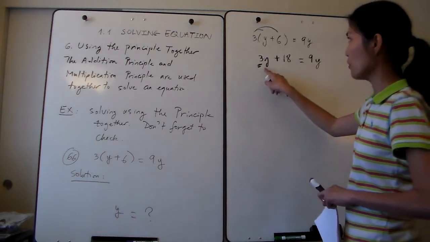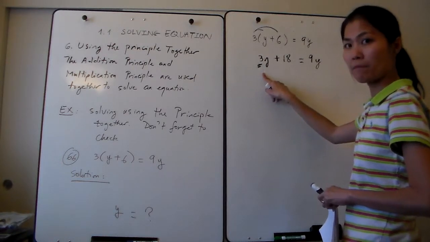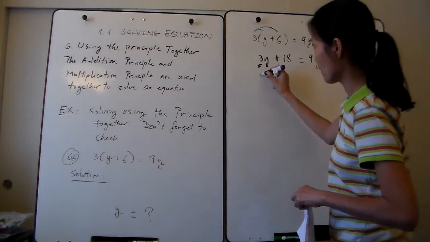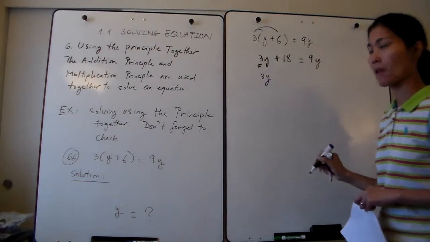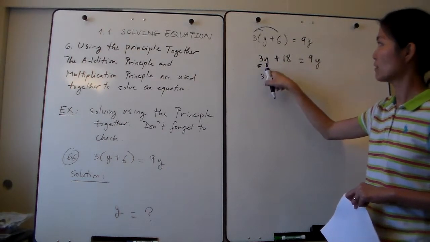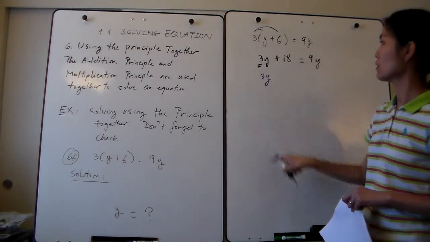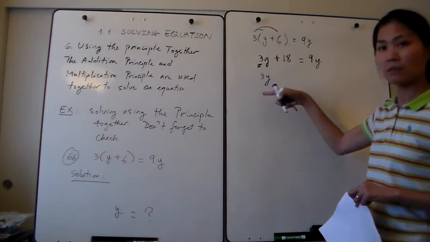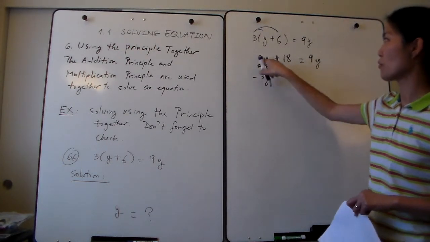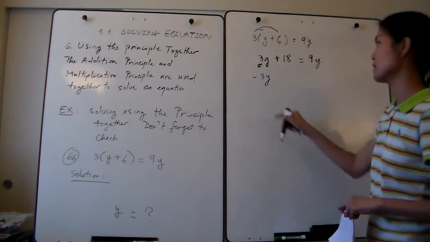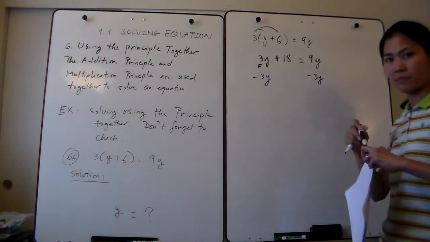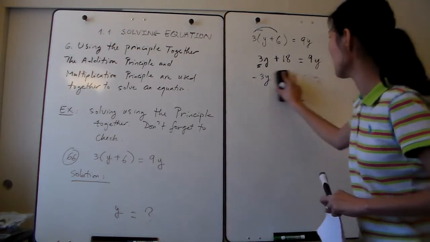Okay, so how do you eliminate this positive 3y? You have to add the same value. Because we want to remove this term, change this 3y to 0. 3y plus what equals 0? The opposite, right? The opposite of 3y. So 3y minus 3y is 0. That means we need to subtract 3y on both sides of the equation. Okay? So let's do that.